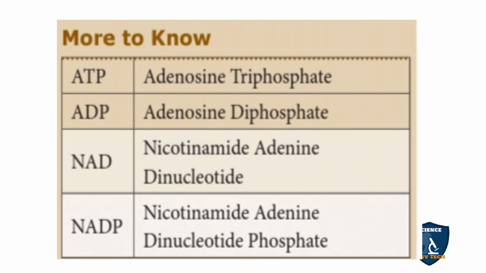You must know what is ATP. Adenosine triphosphate. This is the energy currency of our cell, which is present in the mitochondria. ADP, adenosine diphosphate. NAD, nicotinamide adenine dinucleotide. NADP, nicotinamide adenine dinucleotide phosphate. They may ask for the expansion of ATP, NADP in a 1 mark or 2 mark question.